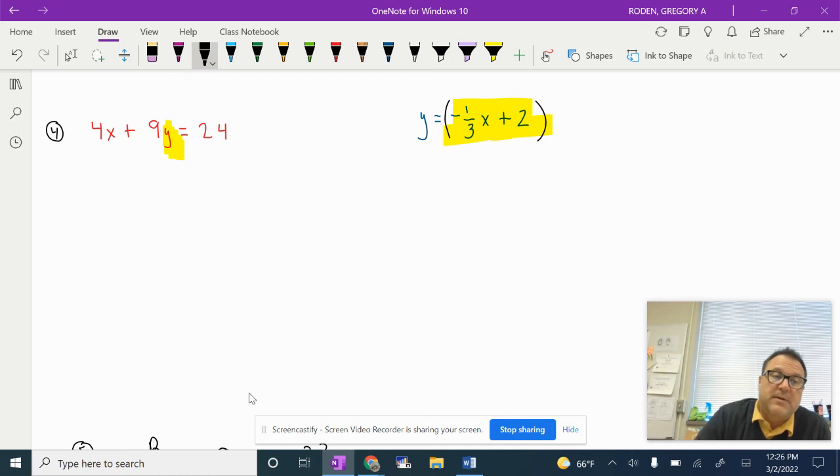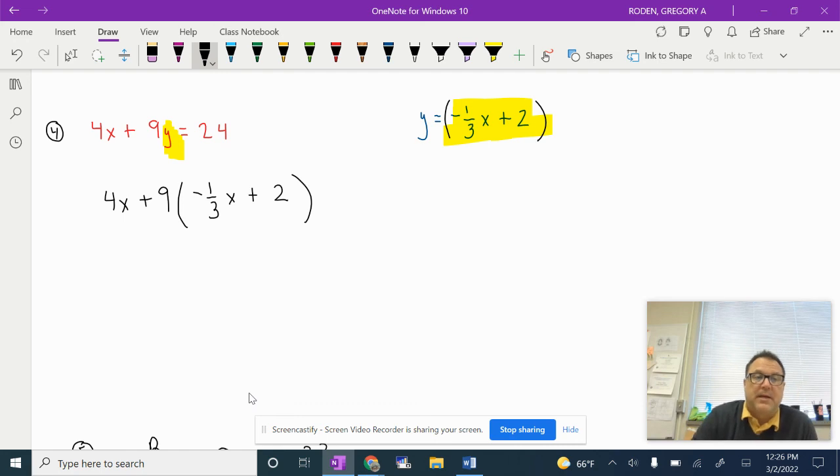Okay, so now I'm just going to copy down the 4x plus the 9 times the negative 1/3 x plus 2. Okay? And that equals 24. All right? So all I did is replace this y right here with negative 1/3 x plus 2.